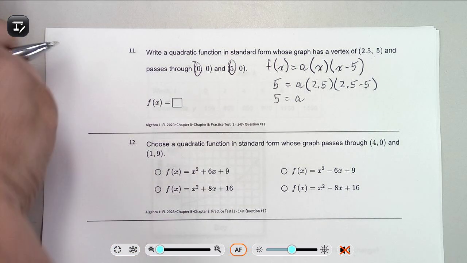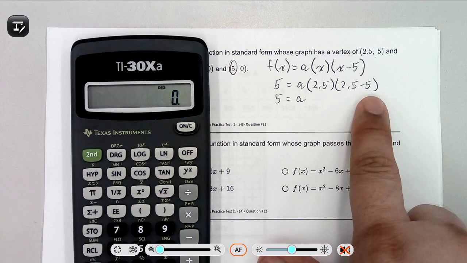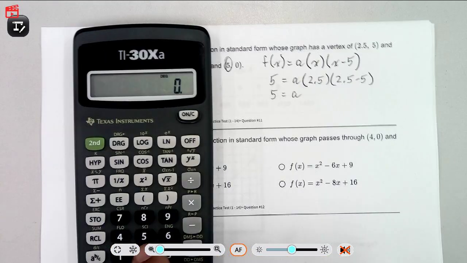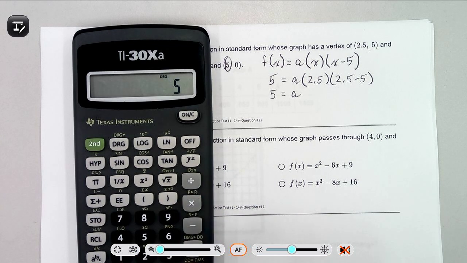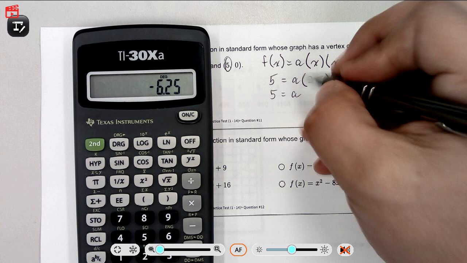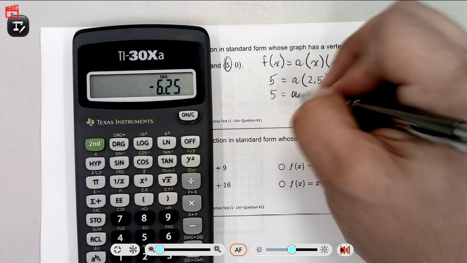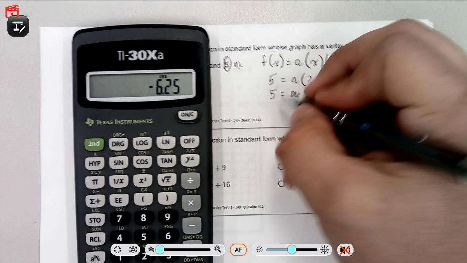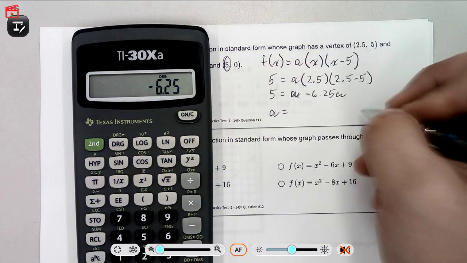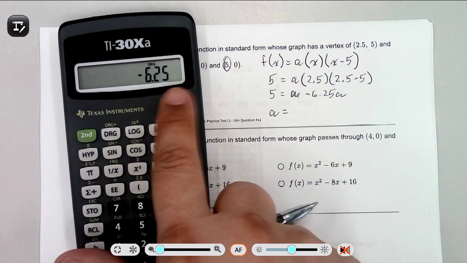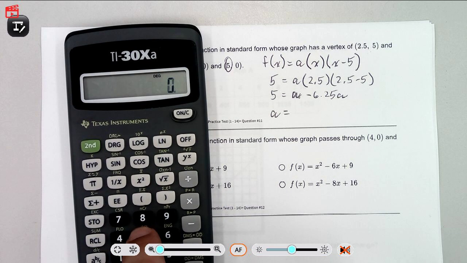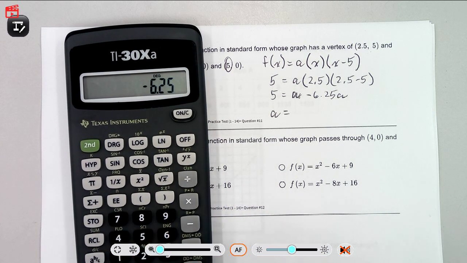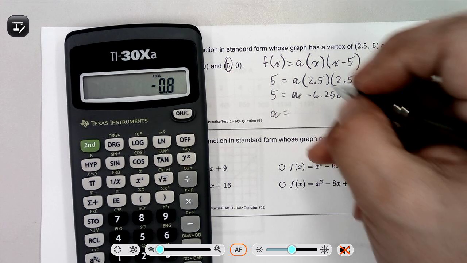We're going to do a little bit of this on the calculator. I'll do this parenthesis simplify. Should be 2.5 minus 5 times 2.5. That's negative 6.25a, and that means a has to equal, if I divide both sides by the negative 6.25, negative 0.8.